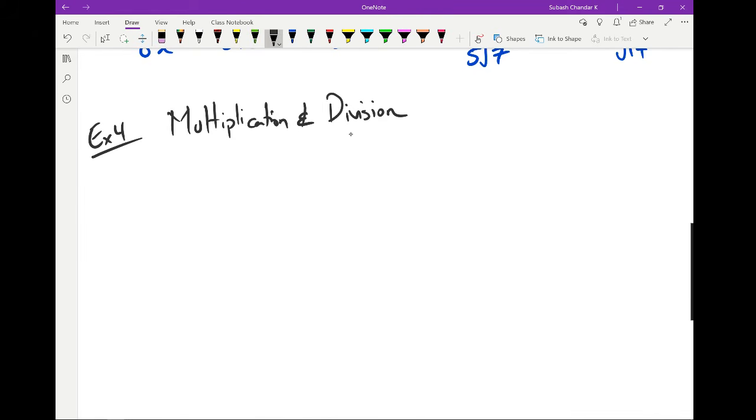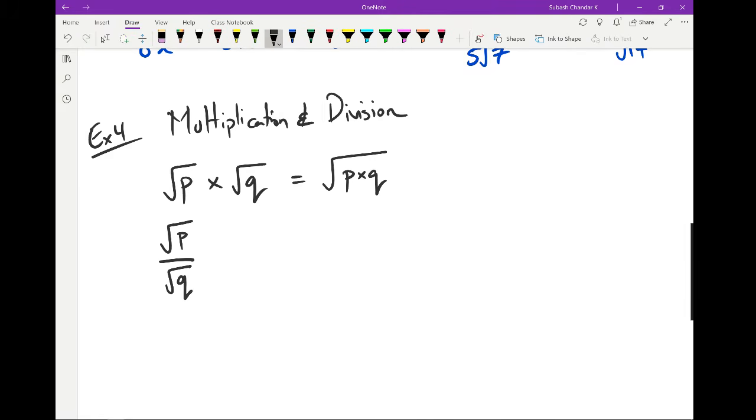Basically, a couple of rules that pop up is this: if you have square root of p times square root of q, you can actually say that this is the same thing as saying square root of p times q. And likewise, if you do square root of p divided by square root of q, then this is saying square root of p over q.